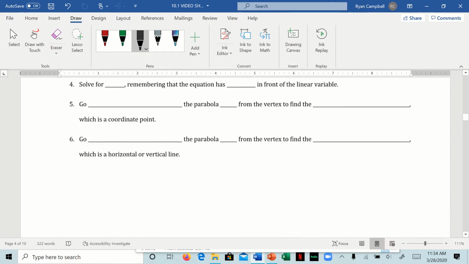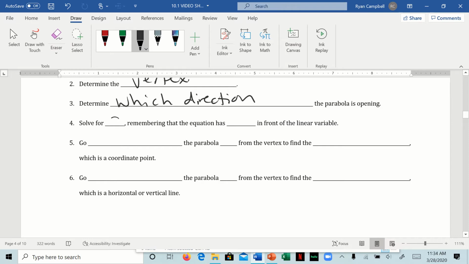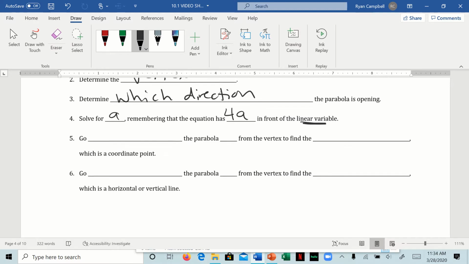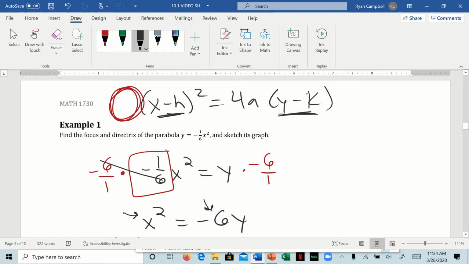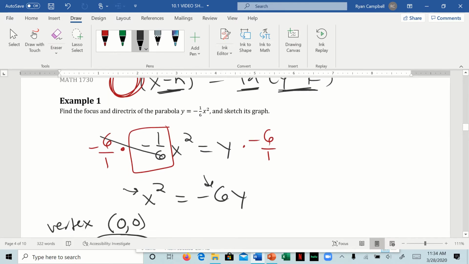All right, step four, let's solve for a. Remembering that the equation has a 4a in front of the linear variable, the first degree variable. So our formula is 4a times y minus k. In this case, 4a should be negative 6. So we have negative 6 equals 4a, and this is how we'll solve for a. So a is just going to be negative 3/2.